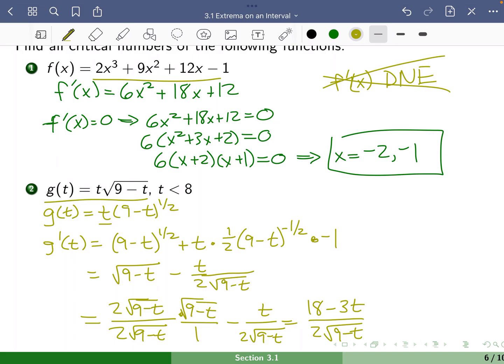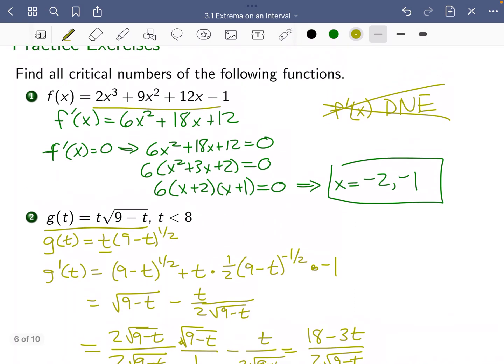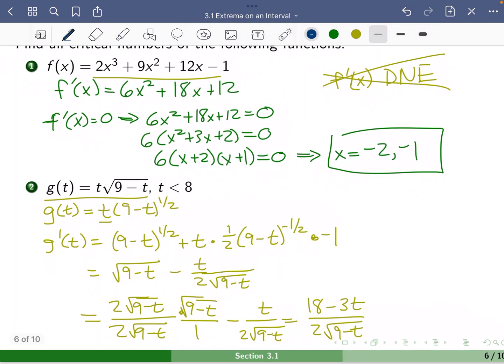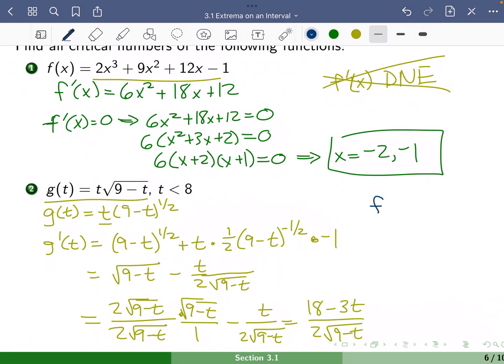What are we going to do with that derivative? Now we're trying to find critical numbers, right? So to find those critical numbers, we are going to set this derivative equal to 0. So the top stuff will be equal to 0, which would tell us that 18 is equal to 3t, and t is equal to 6. So we're going to have a critical number at 6.